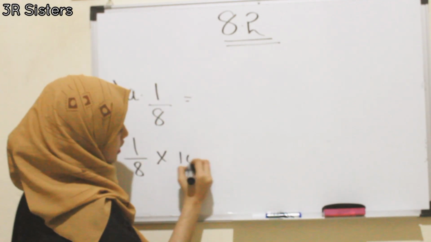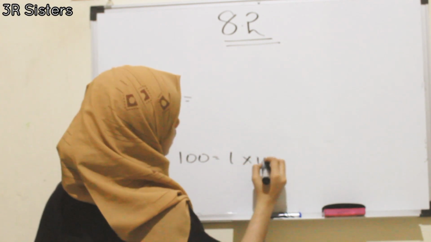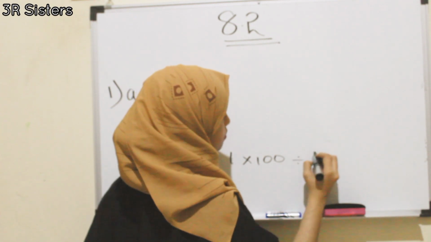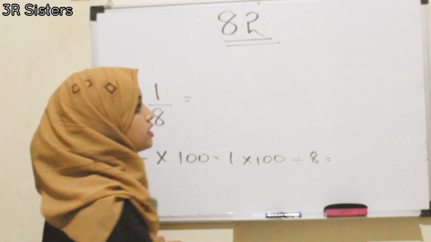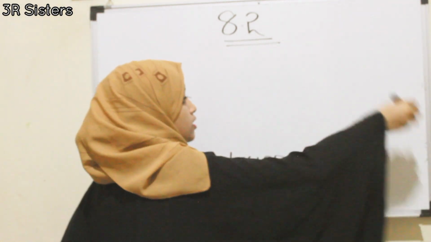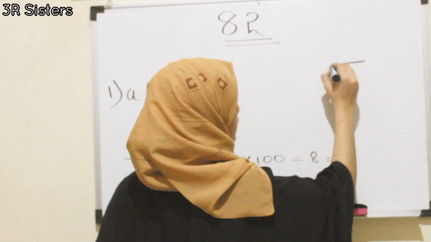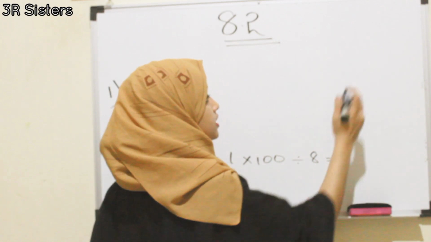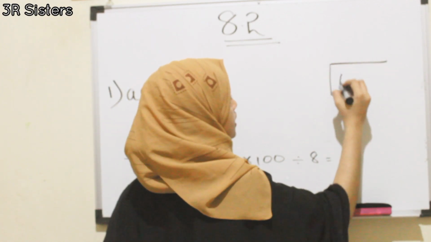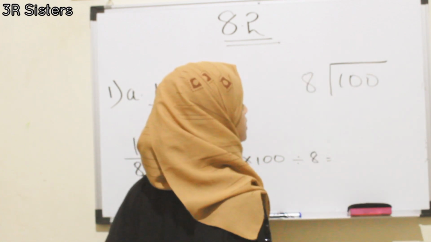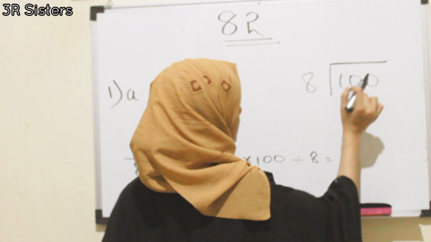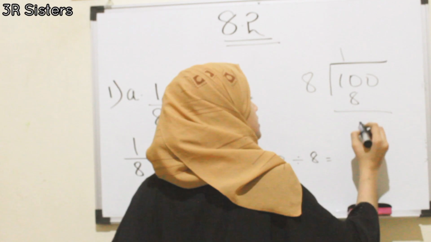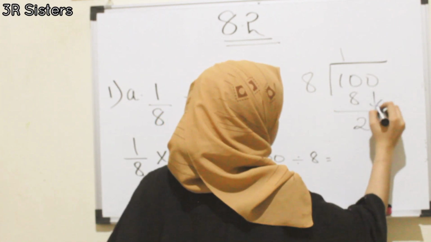1 by 8 into 100, which is equal to 1 into 100 divided by 8. 1 into 100 is 100. Now we divide it. 100 divided by 8. So in 10, how many 8s? 1. 1 8 is 8, and then we will get 2 and then 0.